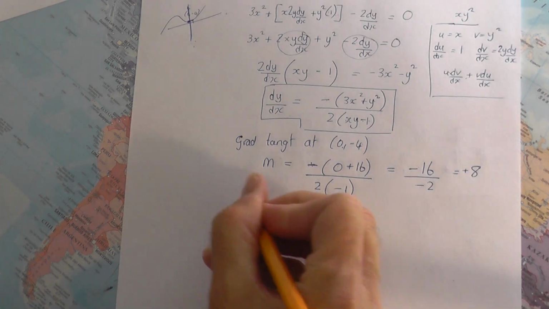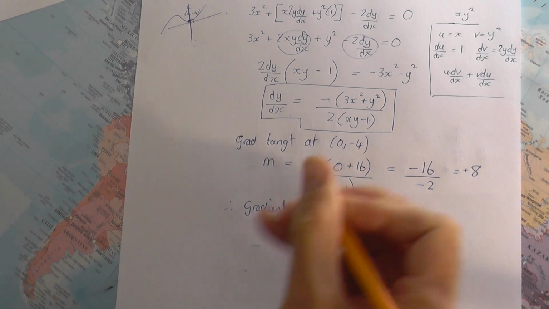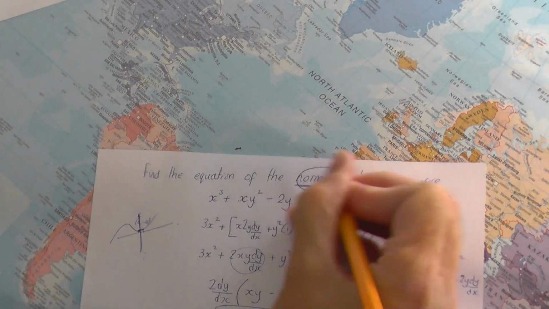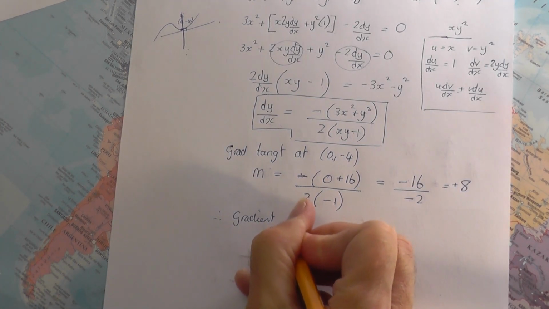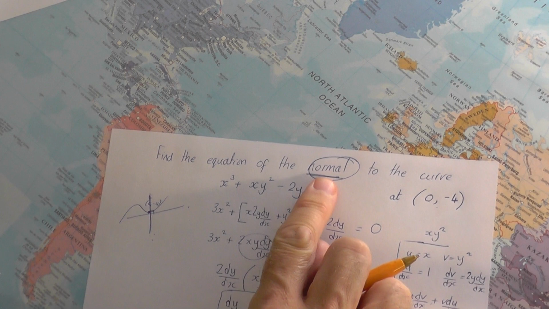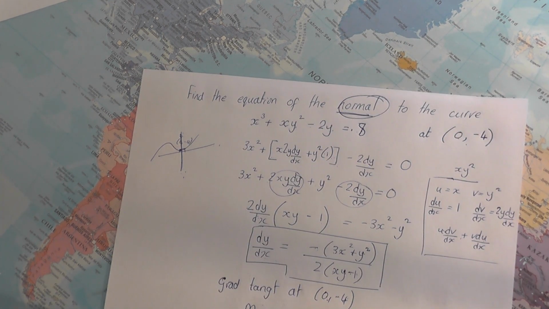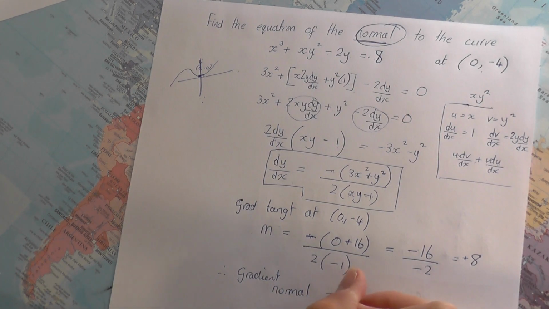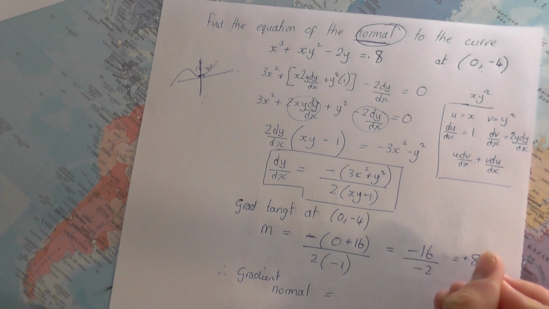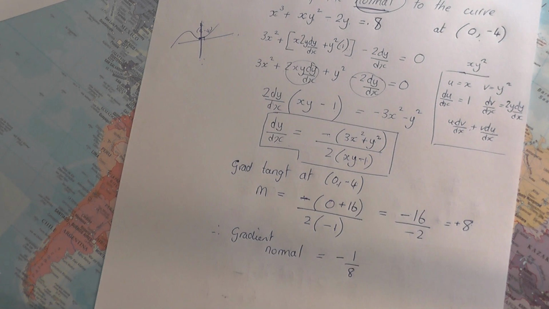Right, from your coordinate geometry work, therefore, the gradient of the normal, because we need the normal equation, remember? If they asked you for the equation of the tangent, by the way, then we'd use this value here for the gradient of the tangent to work out the equation of the tangent. However, I need the gradient of the normal. Well, if the gradient of the tangent is +8, remember coordinate geometry, flip it upside down and change the sign. That is a perpendicular gradient.